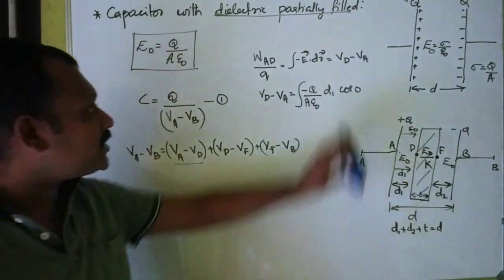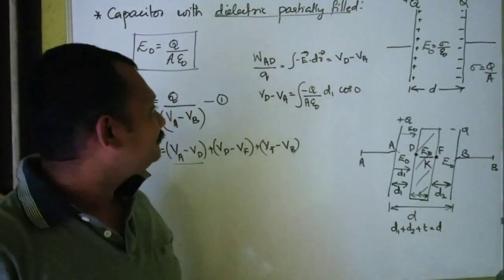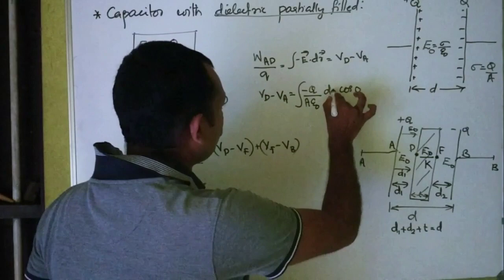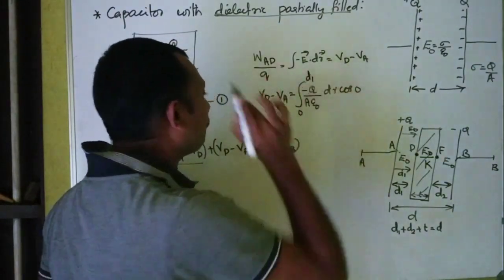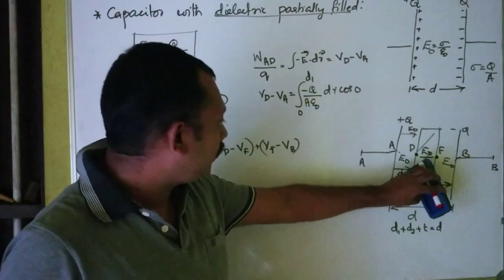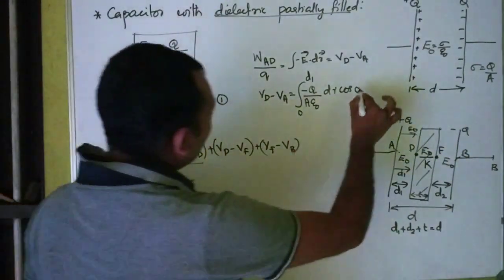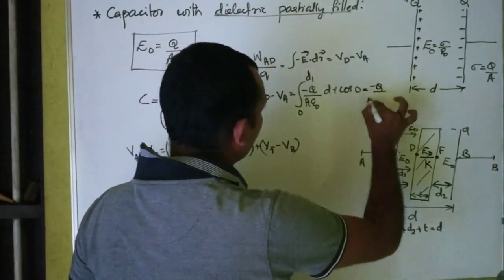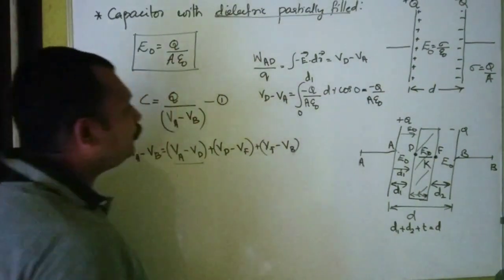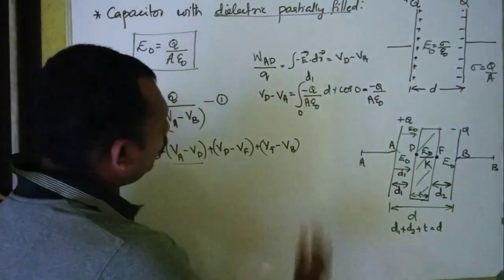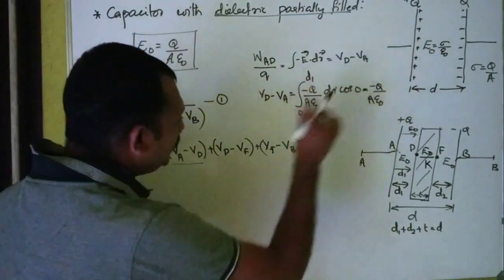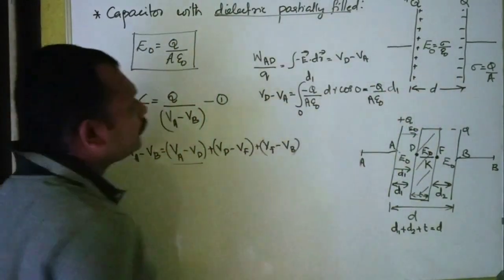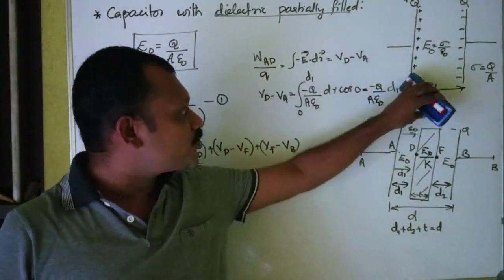Is Q a constant? Q is the charge on the plate. It's a constant. Yeah, that is also a constant. Okay, I will say this is dr itself. Integral 0 to D1. Initial position is 0. The other distance is D1. That means I can say this is equal to minus Q divided by A epsilon 0 into cos 0, which is 1. Integral dr is r within the limit 0 to D1. So this is D1, minus Q divided by A epsilon 0 into D1.